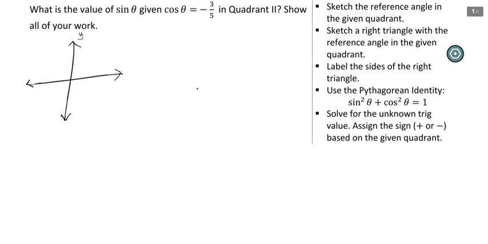Start by drawing the x and y axes. Quadrant 1, quadrant 2, quadrant 3, and quadrant 4. Okay, so I just drew the terminal side of an angle in quadrant 2. I'm going to label the reference angle theta.